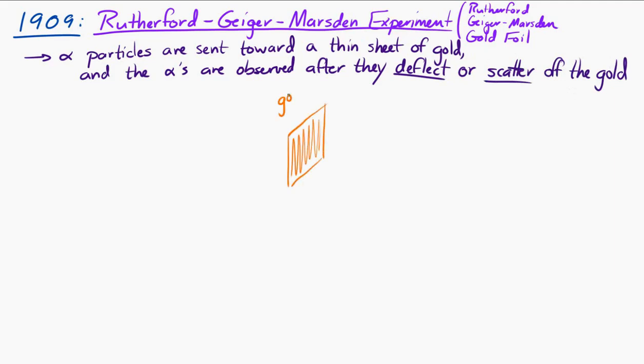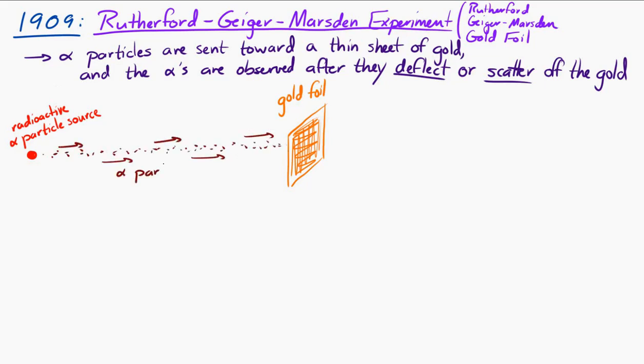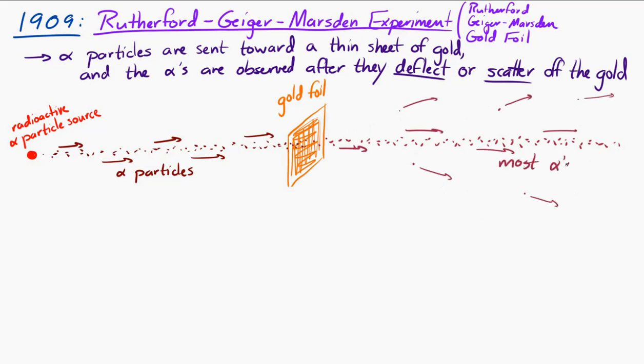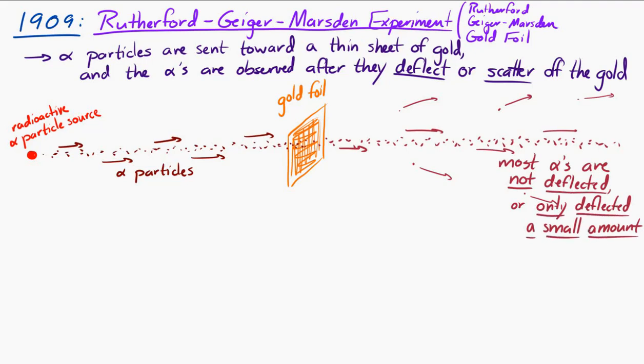So you can imagine there's a thin sheet of gold foil made out of gold atoms, and they launch alpha particles by having a radioactive source aimed at the gold foil. Now, what they observed was that most of the alpha particles were either not deflected or they were deflected a very small amount. And that's what they expected. They expected, based on the plum pudding model that they had at the time, that the alpha particles, which remember are positively charged, would just sort of fly through the gold foil.